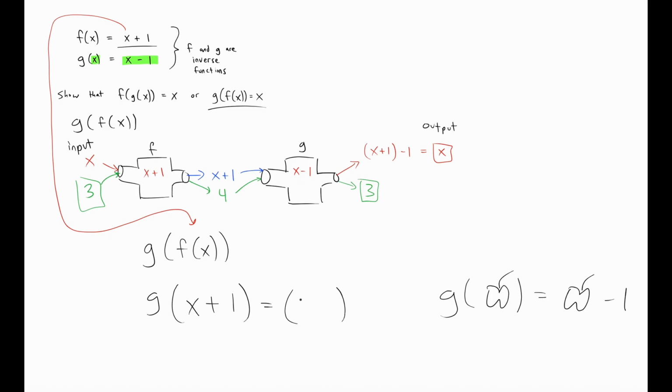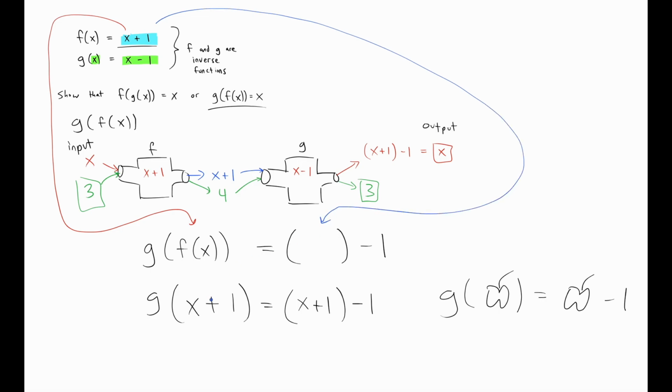You got g(x plus 1). So what is that? x plus 1 minus 1. See, the point is that you've got to do something minus 1. But the thing that goes there is the whole formula for f. So x plus 1 goes there. What you get, of course, is just x. So f and g are inverses.